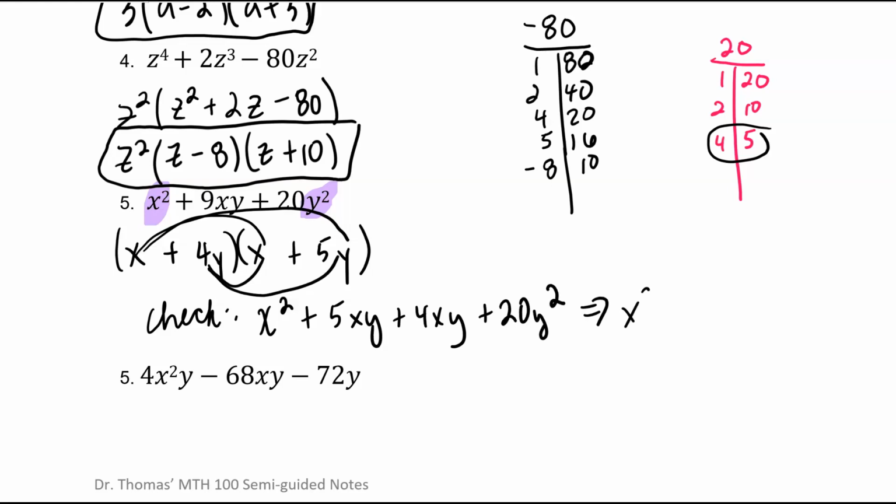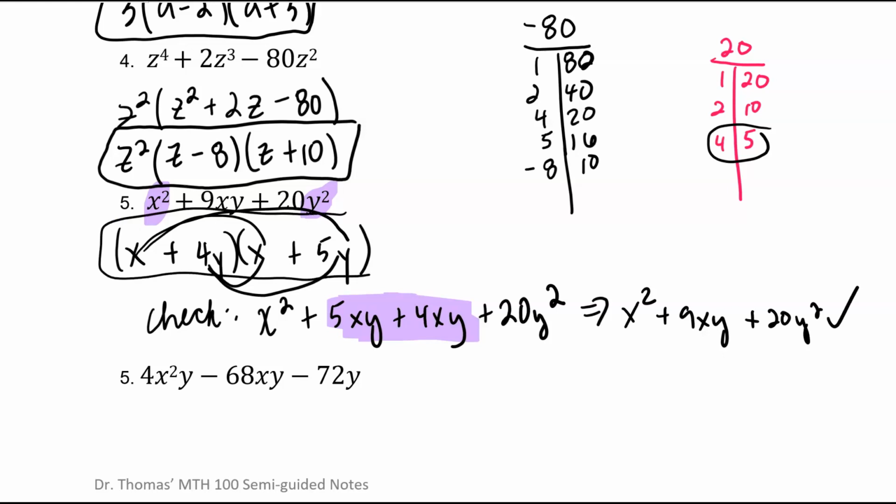which equals x squared. Then we have our like terms here. Our like terms add up to give us the 9xy that we want, that's in the middle, plus the 20y squared, so it checks out. So we know that the answer is x plus 4y times x plus 5y.